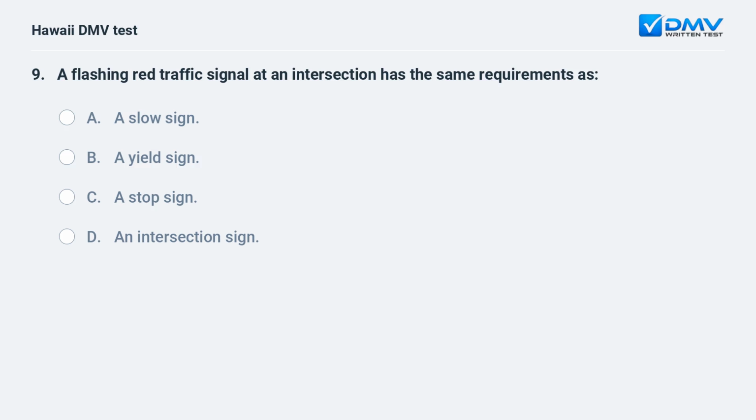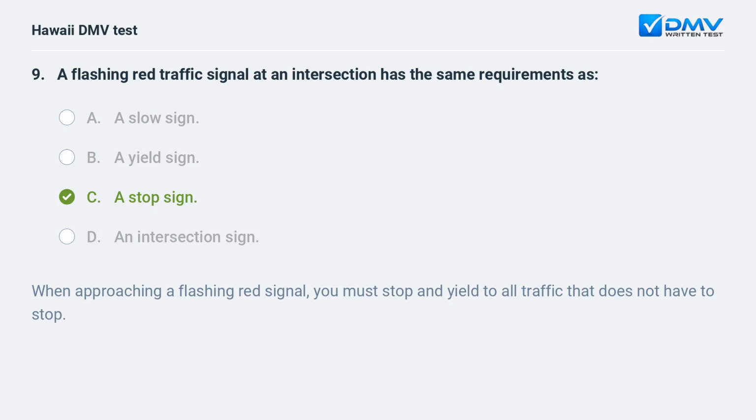A flashing red traffic signal at an intersection has the same requirements as A. A slow sign. B. A yield sign. C. A stop sign. D. An intersection sign. C. A stop sign. When approaching a flashing red signal, you must stop and yield to all traffic that does not have to stop.